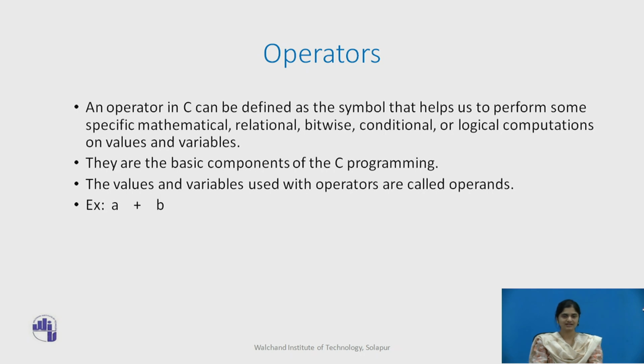For example, if we take the expression a plus b, here a and b are called the operands, and the operation that is there, that is addition, is called the operator. So a and b are the operands and plus will be called the operator. Similarly, for other operations like a minus b, c multiplied by d, the values a, b, c, d will be called the operands, and plus, minus, multiplication will be called the operators.